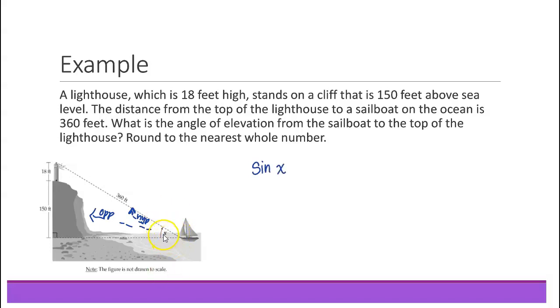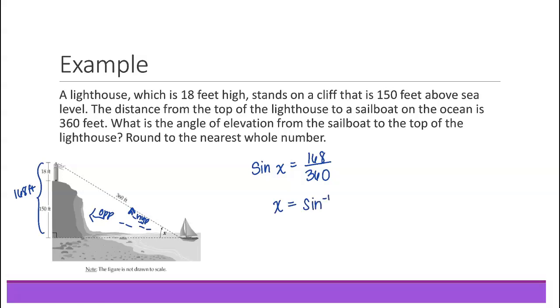So we're going to set up sine of x this time. In my diagram, I have x as the angle. Sine of x is opposite. Well, opposite is this total height here, which is 168 feet, if I add these two together. So 168 over hypotenuse, 360. And again, we're in search of the angle that you plug into sine to get out this value, which we don't know offhand, right? We do need a calculator for that. So we're going to need to find the angle, which is sine inverse of 168 over 360.